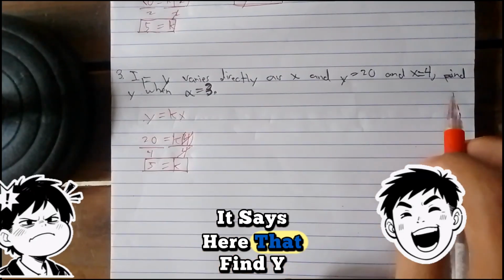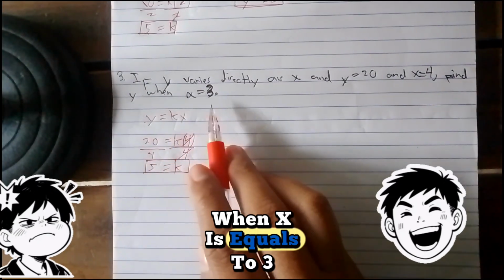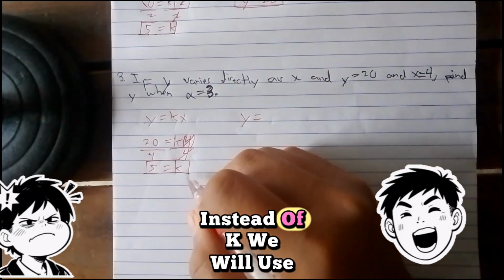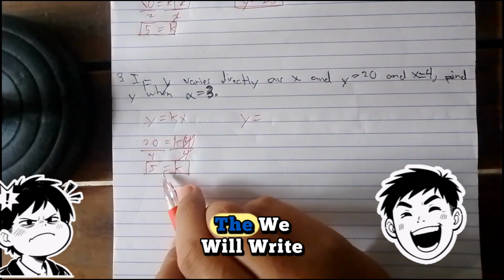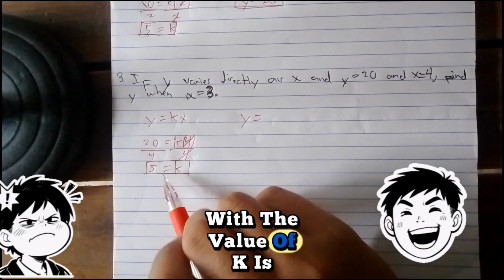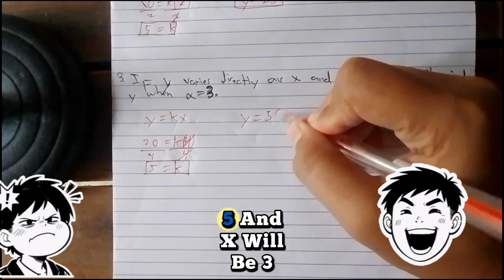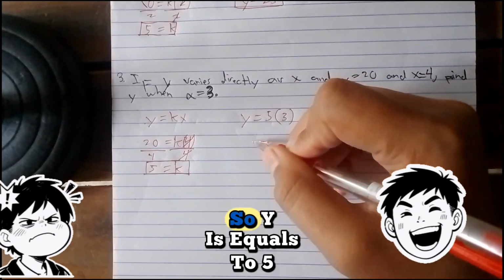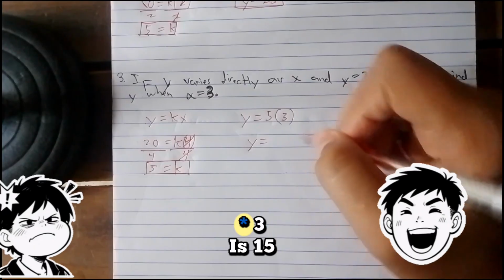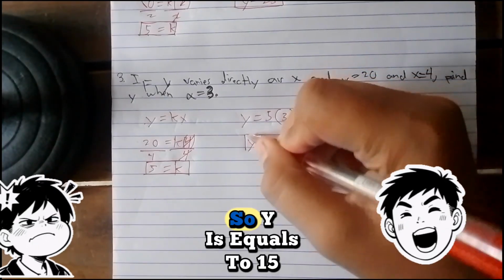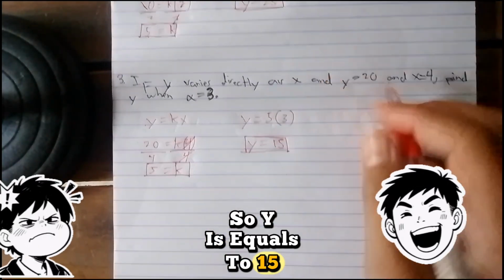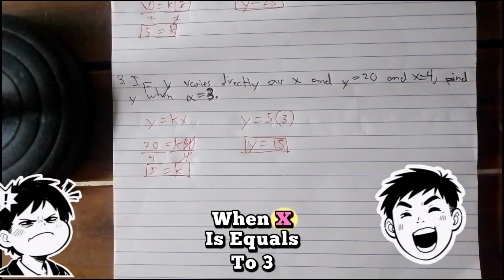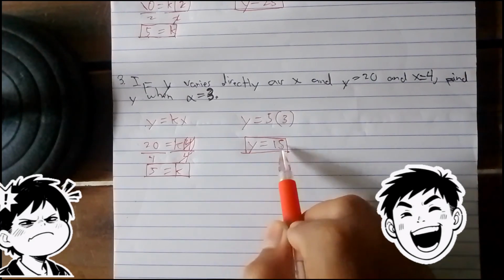It says here find y when x is equal to 3. So y, instead of k, we will write the value of k, which is 5, and x will be 3. So y is equal to 5 times 3 is 15. So y is equal to 15. So the answer to the question find y when x is equal to 3 is 15.